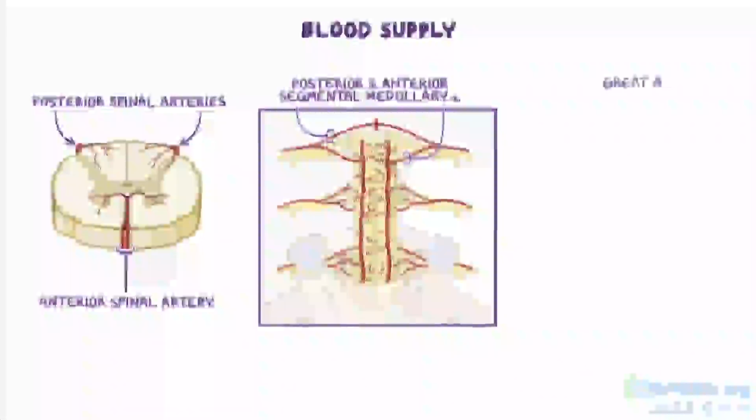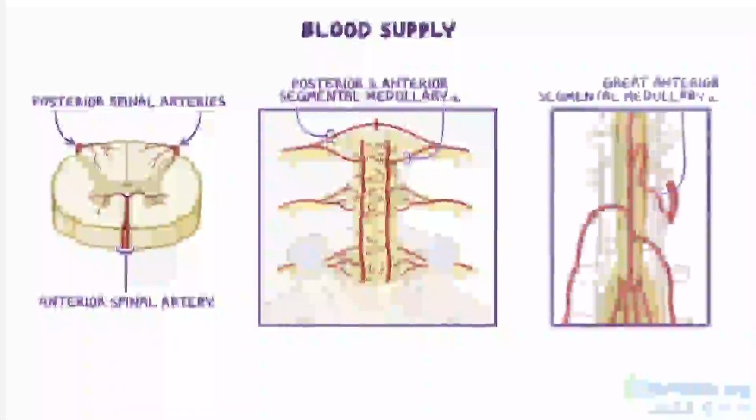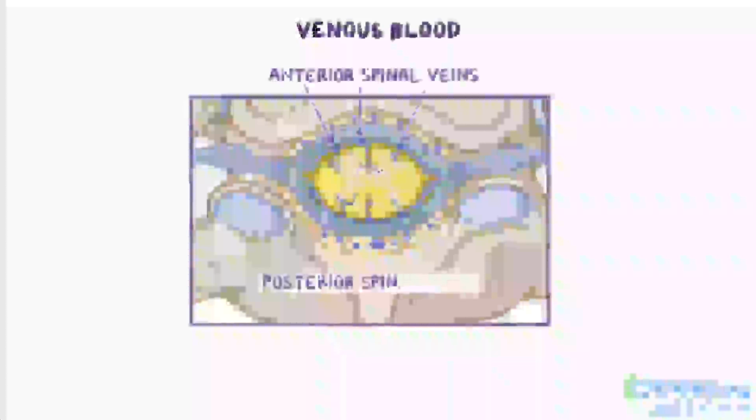Finally, the spinal cord blood supply comes from the anterior spinal artery, the two posterior spinal arteries, and the posterior and anterior segmental medullary arteries, including the great anterior segmental medullary artery. Venous blood drains through 3 anterior spinal veins and 3 posterior spinal veins.